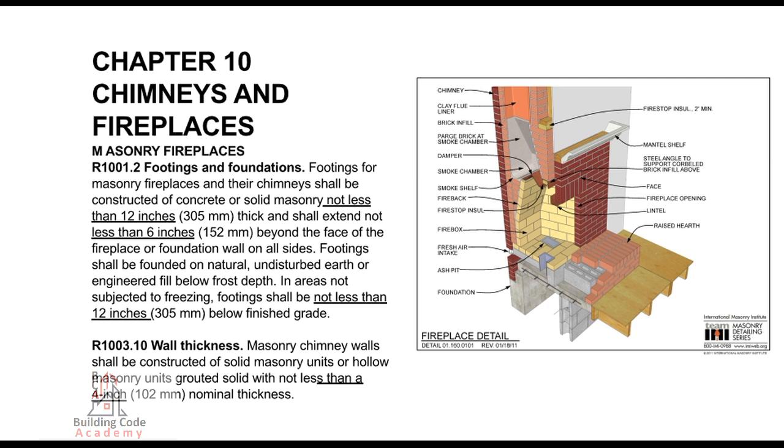R1003.10 Wall thickness. Masonry chimney walls shall be constructed of solid masonry units or hollow masonry units grouted solid with not less than a 4-inch (102 millimeter) nominal thickness.